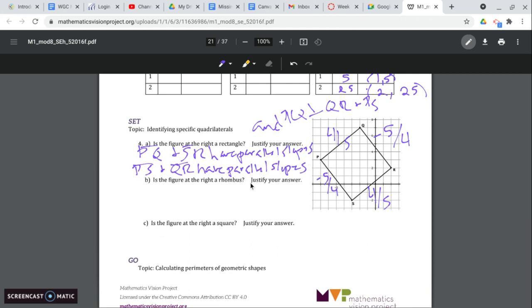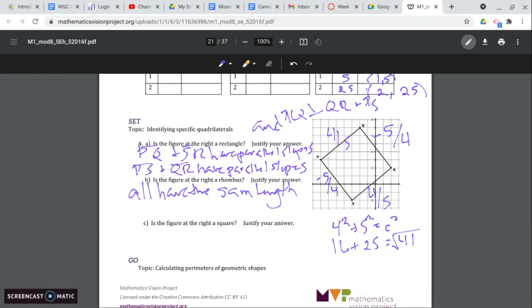So is the figure at the right a rhombus? How you're going to find this is to find the distance between P and S, P and Q, P and R, P and S. So find out if they are all the same length. So find the distance. So remember, we can do 4 squared plus 5 squared equals C squared, and that'll give us the distance. And if all these numbers are the same and we ignore negatives, are they all the same? Yes. All have the same length. 4 squared is 16 plus 25, which equals 41. So the square root of 41. So yes, it's a rhombus.